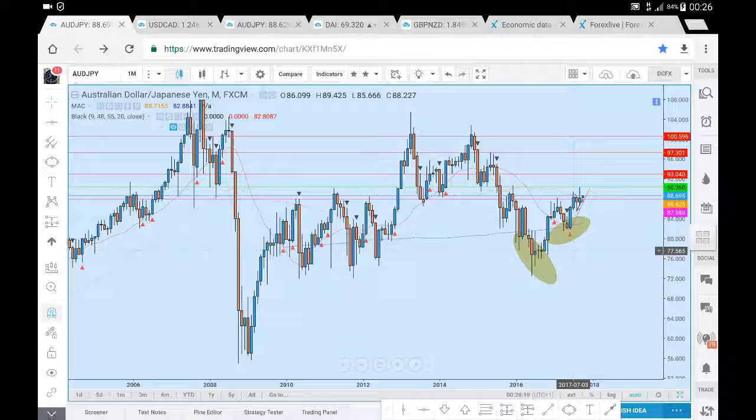But overall, the indicator is in alignment with the higher time frame trends to the upside, and price is currently posting higher lows on the weekly and monthly time frames. So that should pretty much wrap up the end of day buy analysis for Australian dollar, Japanese yen.